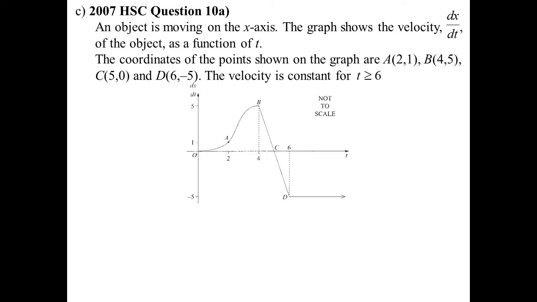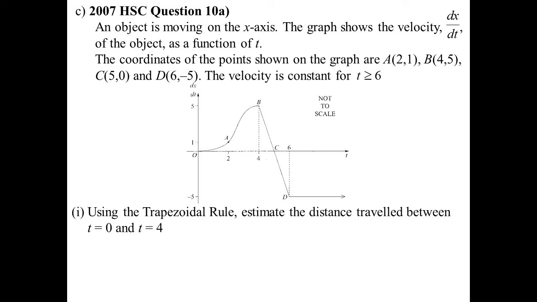This one's a bit more interesting because we've got curves rather than straight lines. So objects moving on the x-axis, the graph shows the velocity dx/dt, and the coordinates of the points they've given us there. So once we get to t equals 6, the velocity is constant. There's our horizontal line. Using the trapezoidal rule. Now actually in the HSC it said use Simpson's rule, but as that's no longer in the course, I've just modified our question here and made it the trapezoidal rule. Estimate the distance between 0 and 4. You see, we don't know the equations of those curves. So best we can do is come up with an estimate for the area underneath.